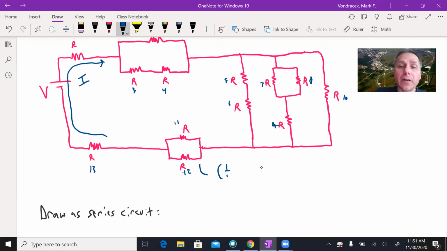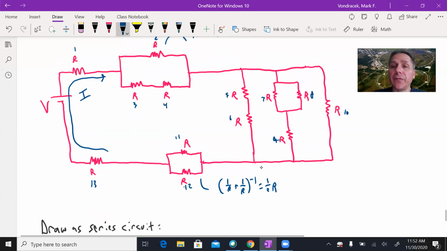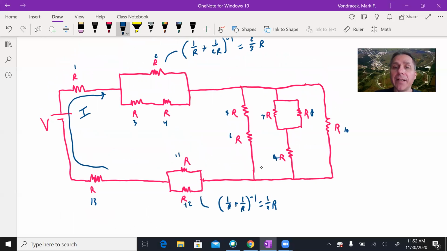That's just going to be 1 over R plus 1 over R. We have to flip that over, so that'll be 1/2 R. That's the equivalent resistance for those two. And then, of course, we've got this on the right-hand side, this kind of beast of a little network here. So we have three different branches.